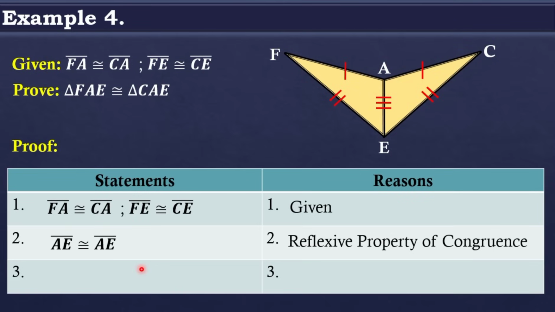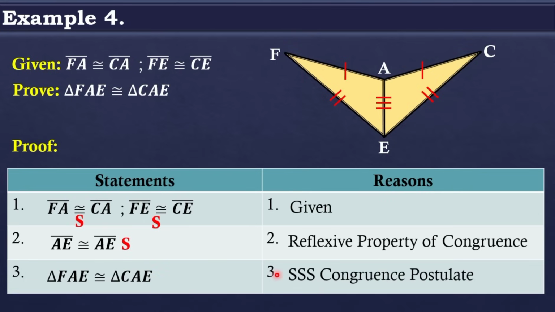Alright, so we now have 3 parts of corresponding sides na congruent po sa dalawang triangles natin. So, we now have triangle FAE is congruent to triangle CAE. So, this is a side, this is also side, and this one is a side. So, therefore, we can say that these two triangles are congruent by SSS congruence postulate.